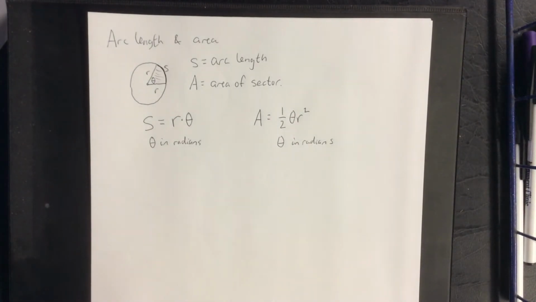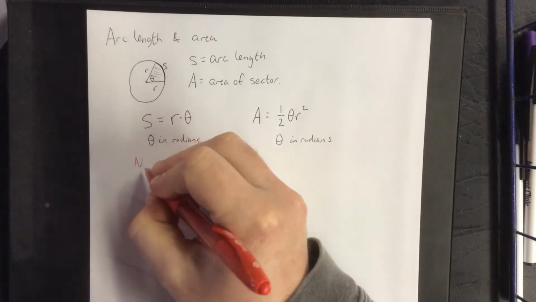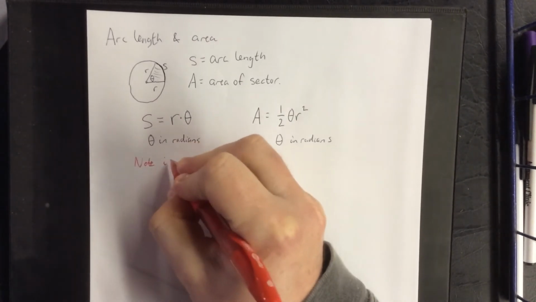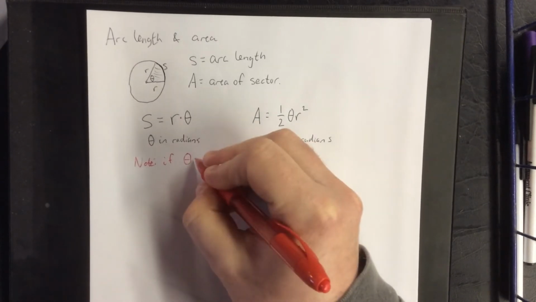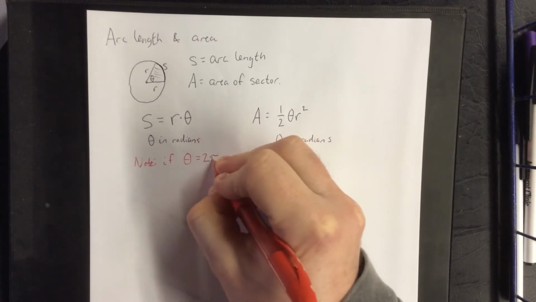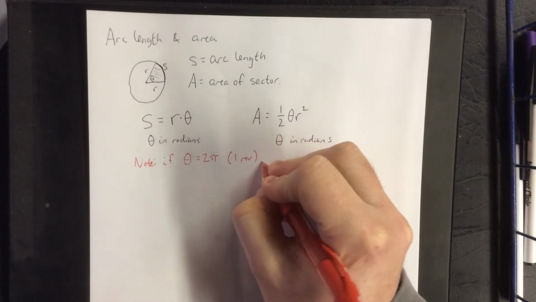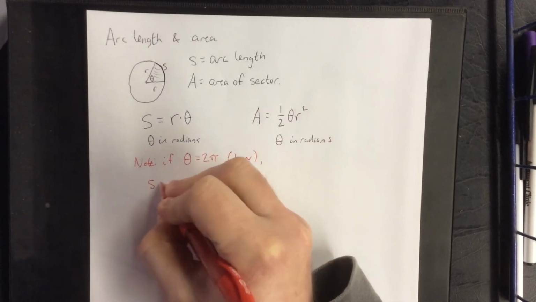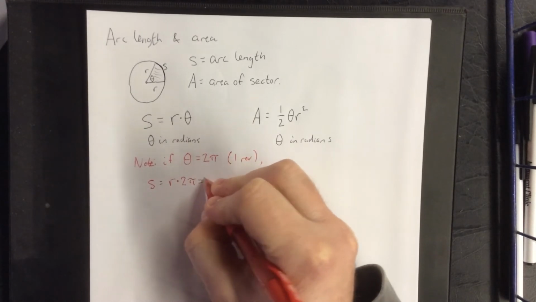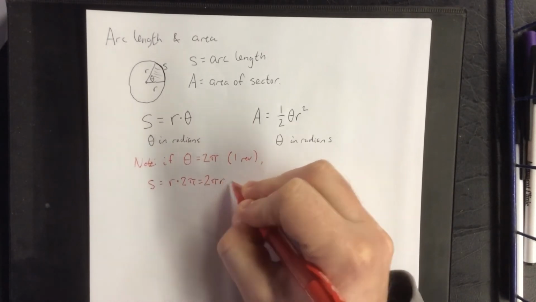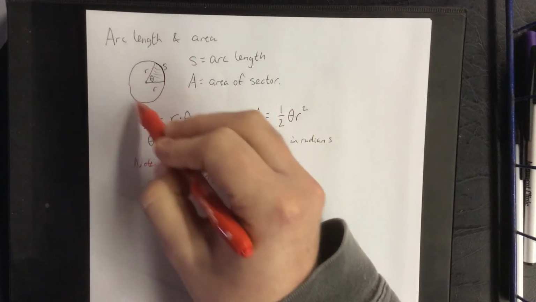Now, I do want to point out one thing regarding this formula, though. That if we were to refer to the entirety of the circle, if theta is equal to 2 pi, which again is referring to 1 revolution, then the s formula would become r times 2 pi, or reordered slightly, this would be 2 pi r, which we recognize as being the circumference or the entire perimeter of the circle.